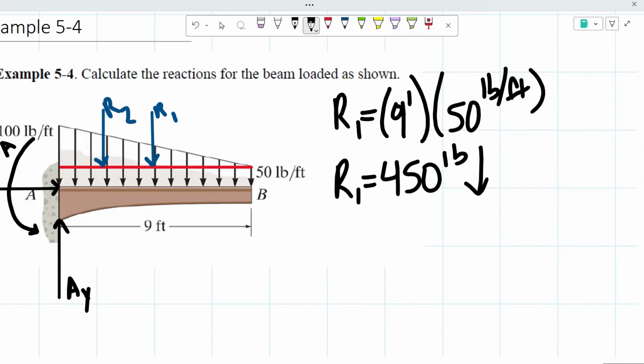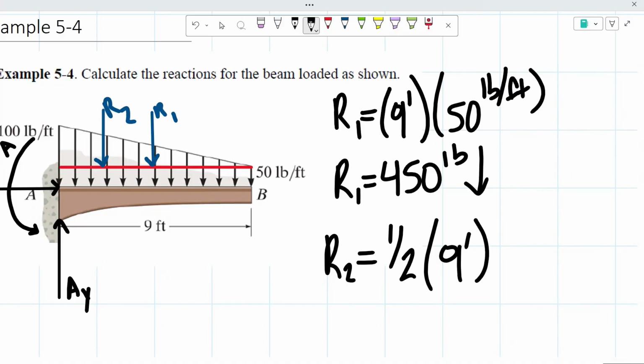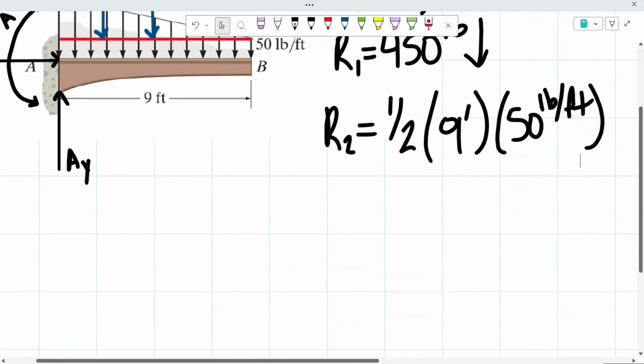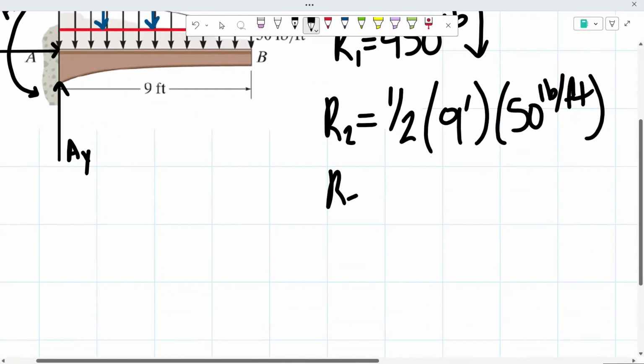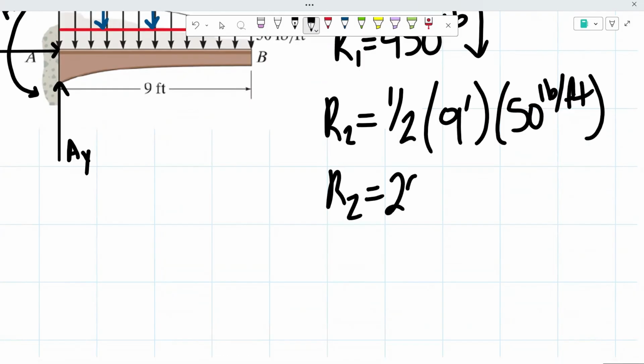And then for our second force, R2, we do 1/2 of, once again, the span of 9 feet, times, since the highest point now is 50 pound-feet, 50 pound-feet. That ends up giving us that our second force, R2, is equal to 225 pounds, also acting downwards.